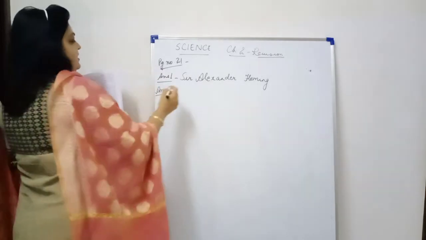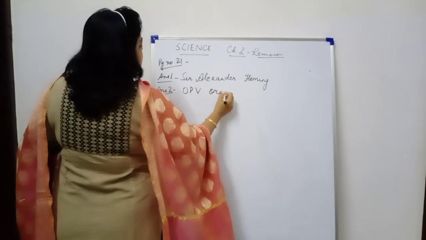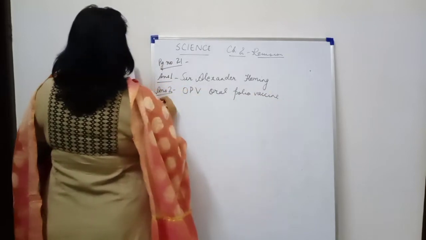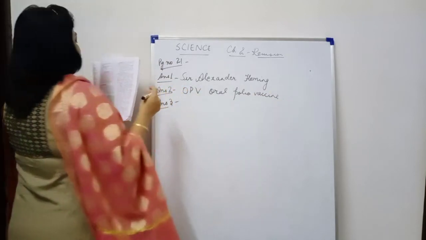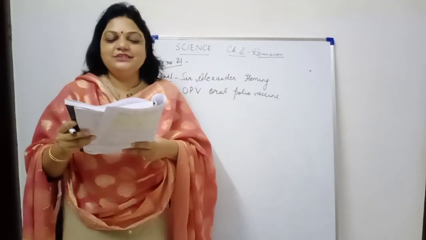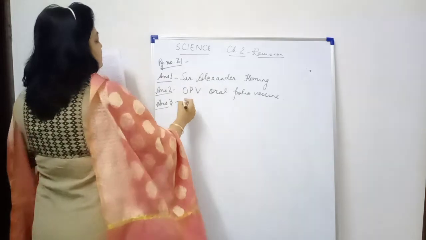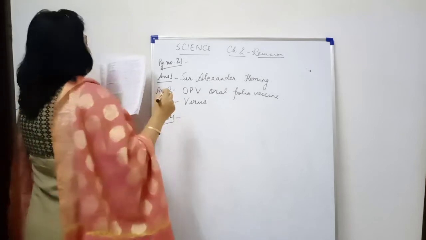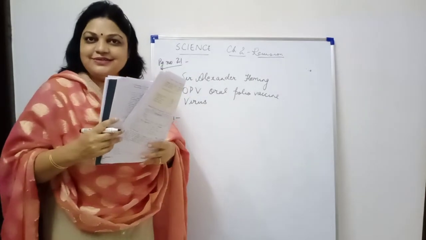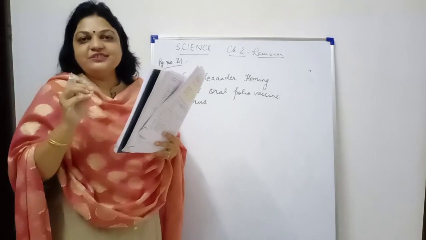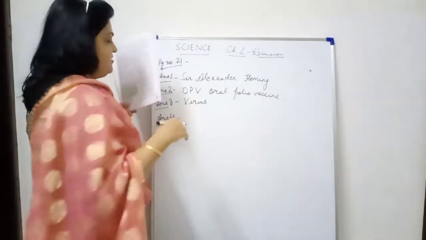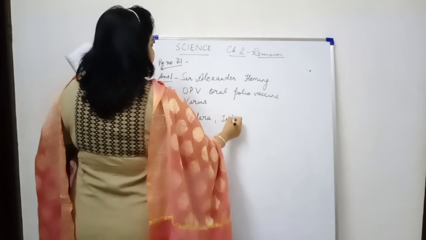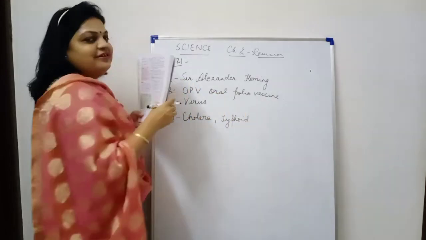That is, it's basically OPV, that is oral polio vaccine. Then answer number 3. Which microorganism causes the foot and mouth disease in cattle? So this disease is caused by a virus. Third answer is virus. Answer number 4. Name 2 diseases which are spread by the house flies. Okay, house flies are the carriers which are responsible for spreading a number of diseases. So the 2 common diseases which they cause are cholera and typhoid, caused by house flies.